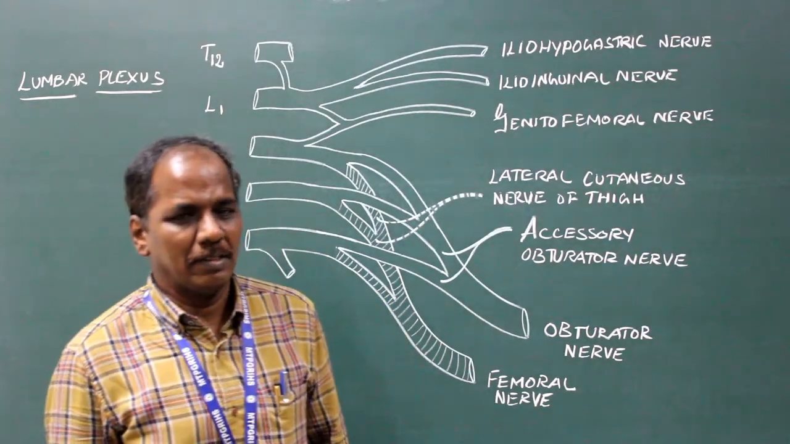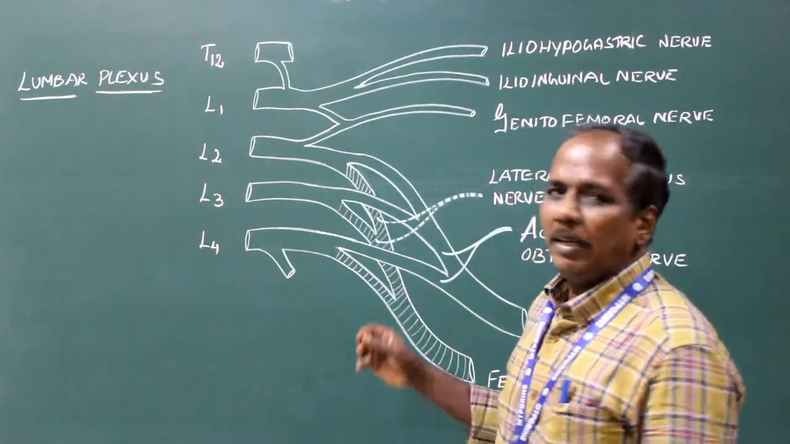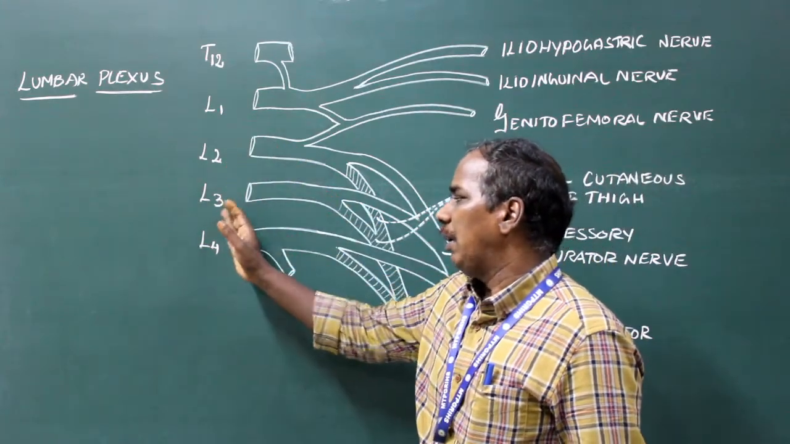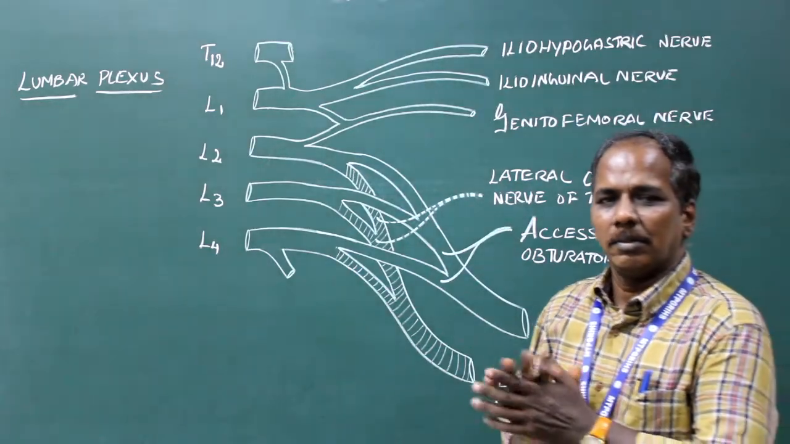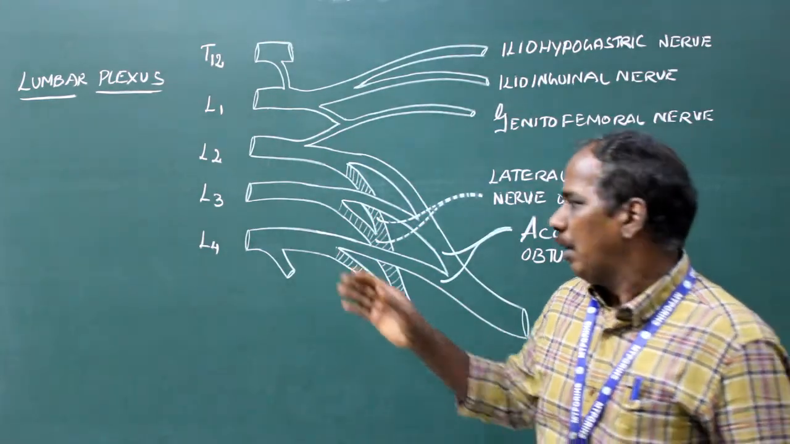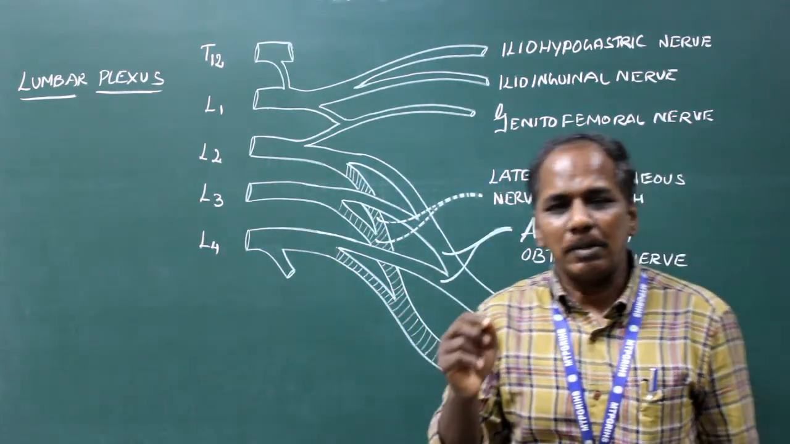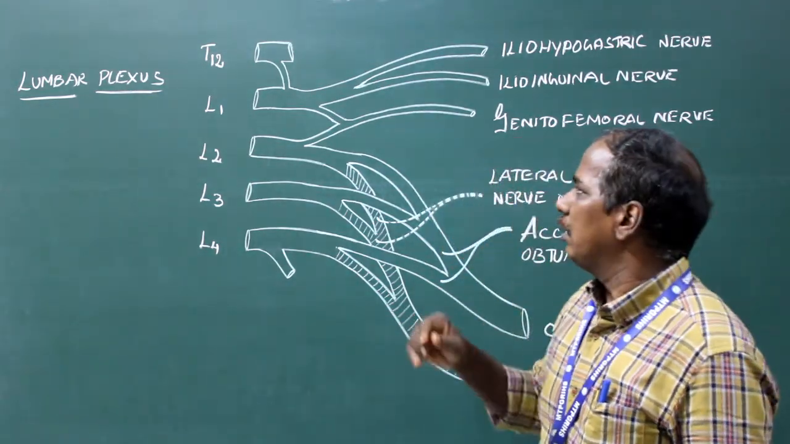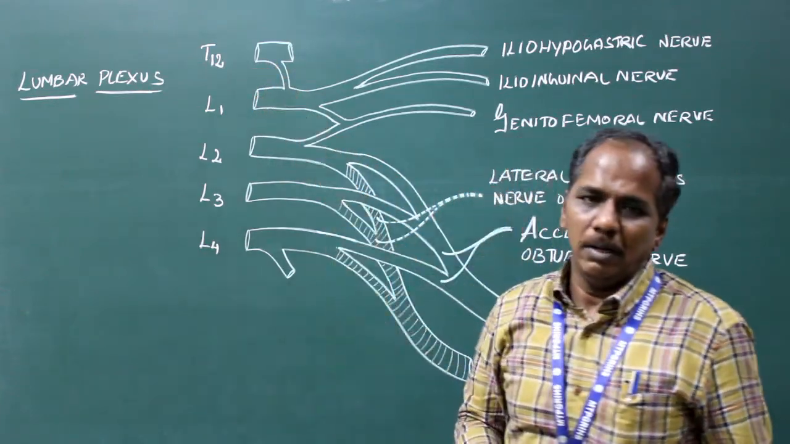Lumbar plexus. It is formed by the anterior primary rami of L1, L2, L3 and L4 spinal nerves. The L4 takes part both in lumbar and sacral plexus, and it is known as nervus furcalis. The T12 sends a small branch to L1.